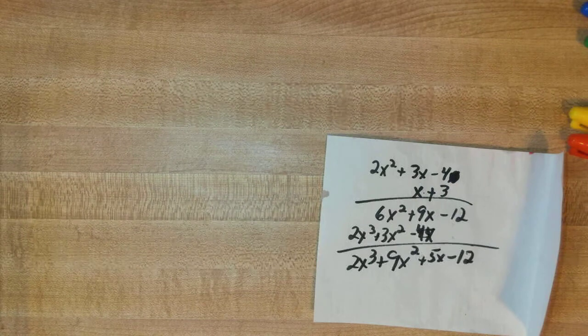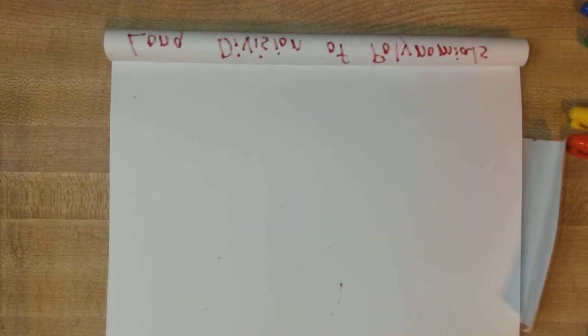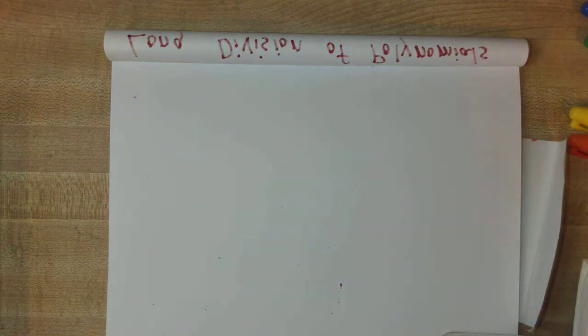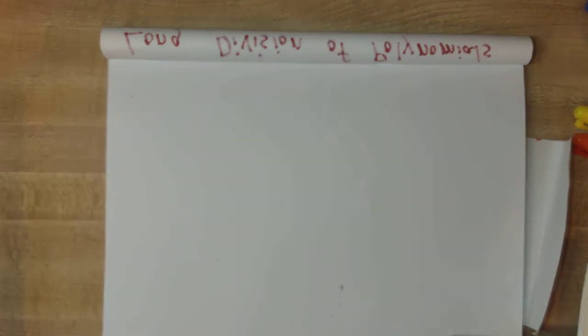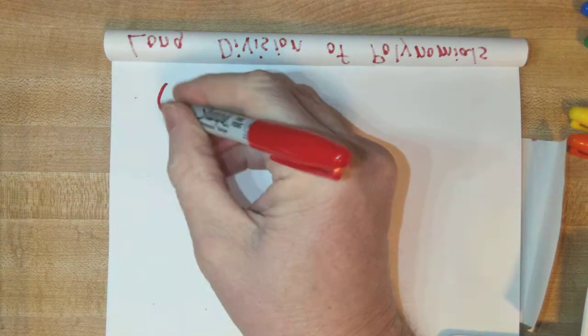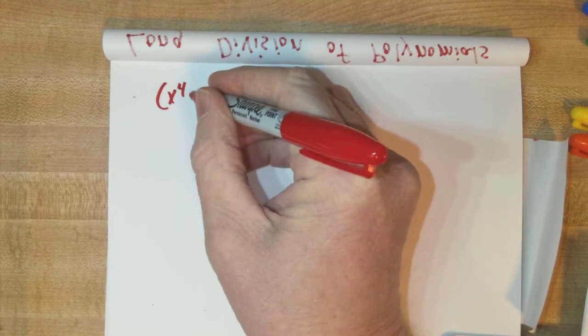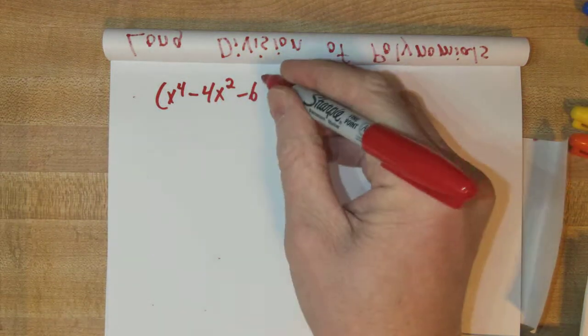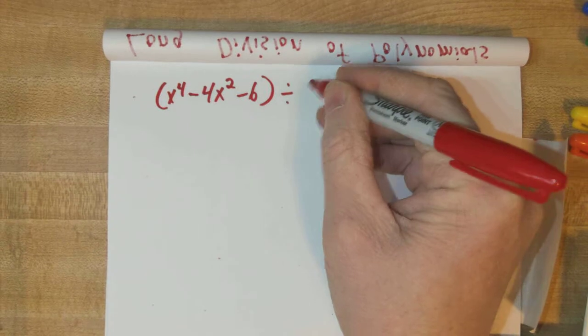Next example that I have for you, I wrote it here somewhere. Let's take x to the 4th minus 4x squared minus 6 divided by x minus 3.